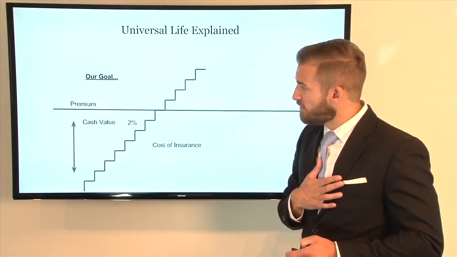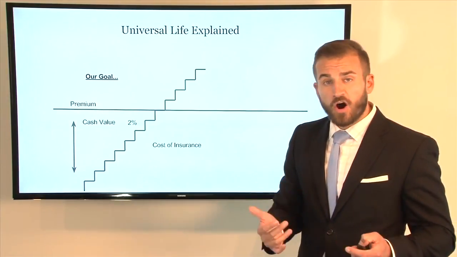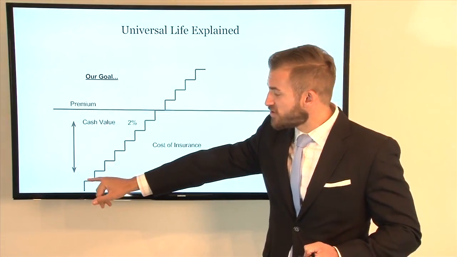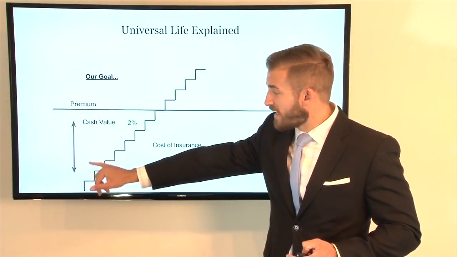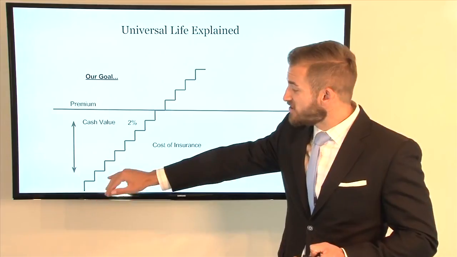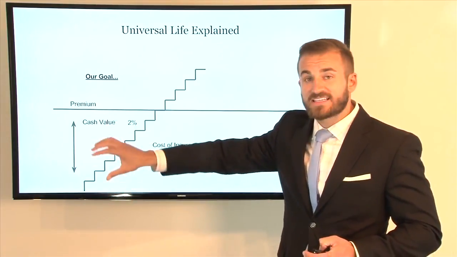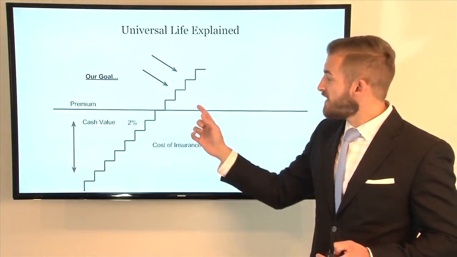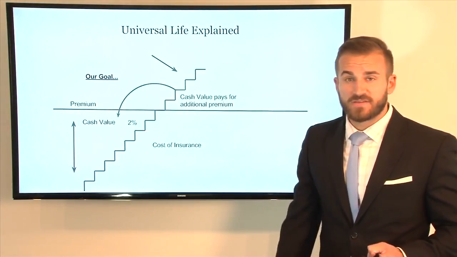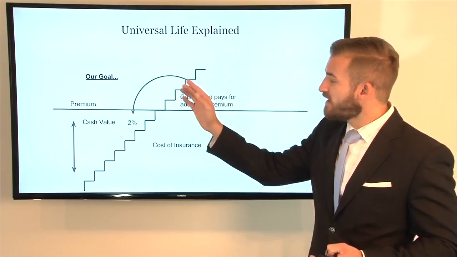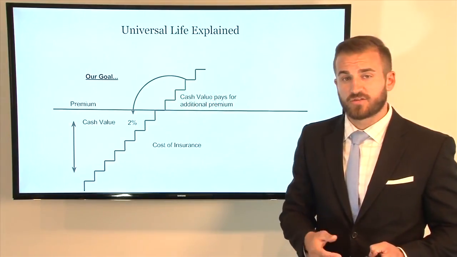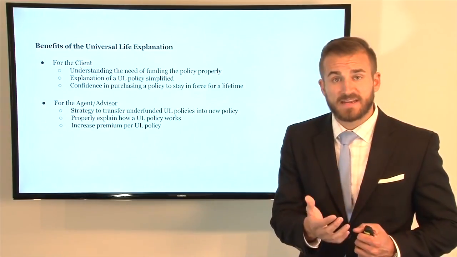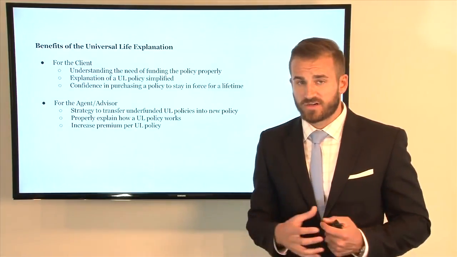What we want to do, so I show them this, is I say, our goal here is to pay a high enough premium so when the cost of insurance is low, that cash value is being built up. And each year going forward, the cash value has enough time to build. So when we get to this year, or this year, the cash value pays for the additional premium. That's exactly what I wanted to do, to explain exactly how a universal life policy works.